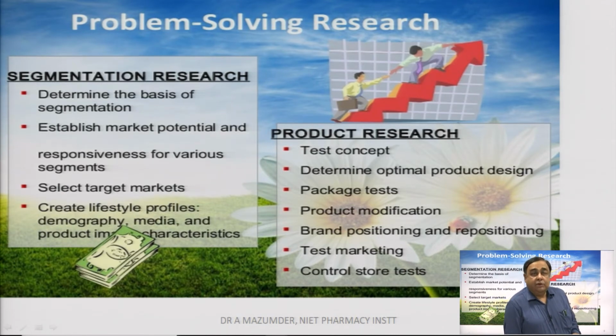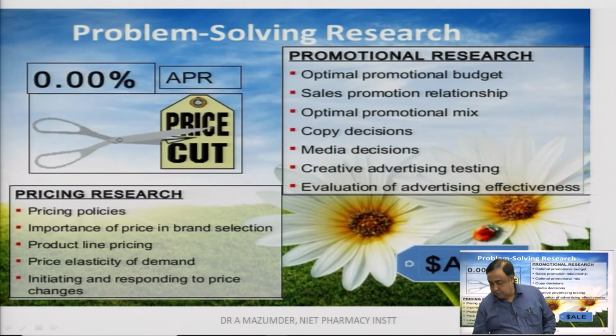Next problem solving research is as far as product is concerned. We have to see whether the concept was proper. So, we need to test the concept, determine optimal product design, go for testing for packages. We may go for product modification. We have to see whether brand positioning and repositioning was correct or not, go for test marketing and control store test.